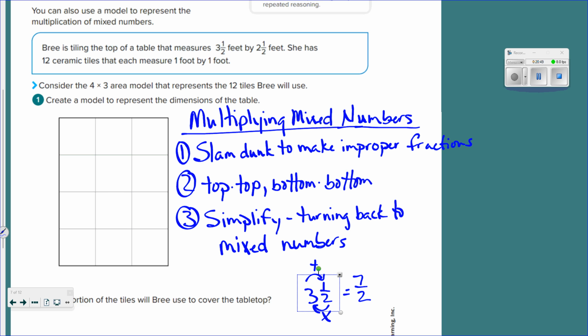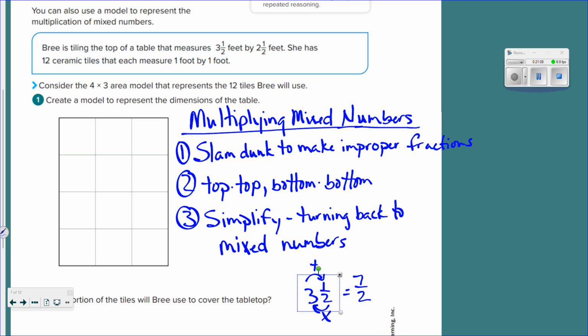Okay? So again, the slam dunk, that's just telling us how to turn those mixed numbers into improper fractions. First, multiply the whole number by the denominator, then add the numerator. And make sure you don't change your denominator. That is top times top, bottom times bottom, and then you simplify.